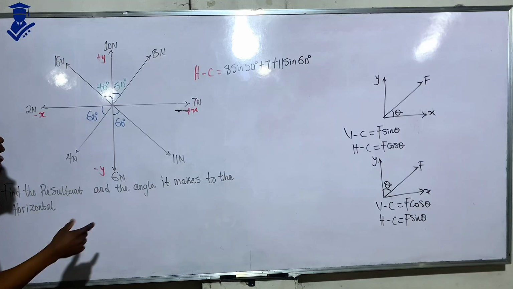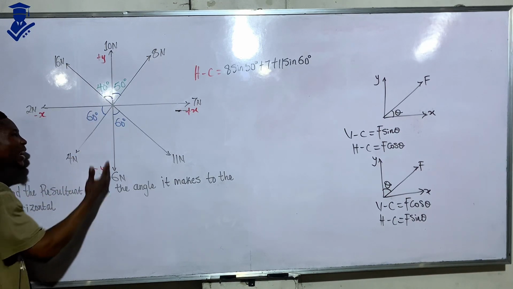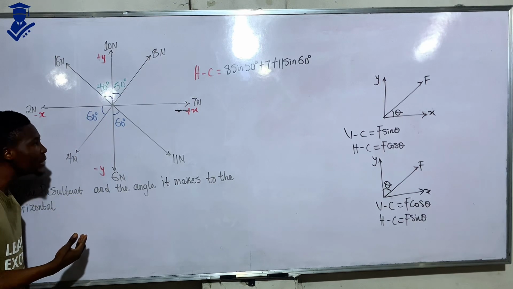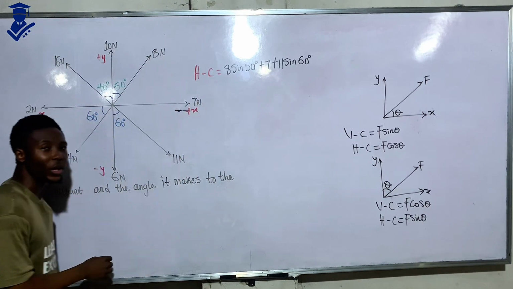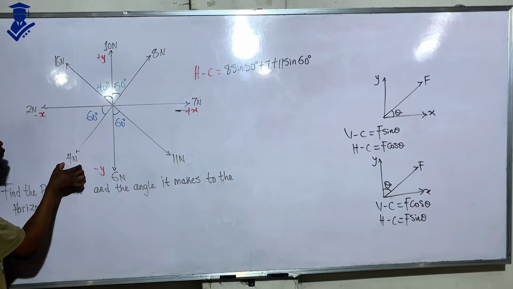Now, let's move to the next one. The next one is the 6 Newton force. This is directly on your vertical axis, and you are resolving for your horizontal component, so it's not going to be relevant. Now, let's move to the next force. The next force is your 4 Newton force.